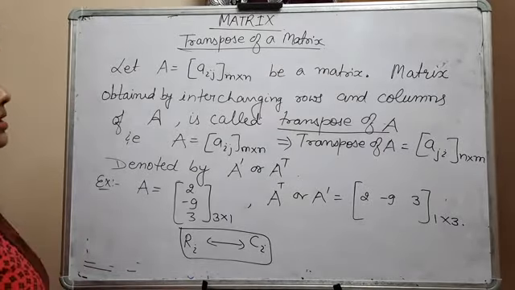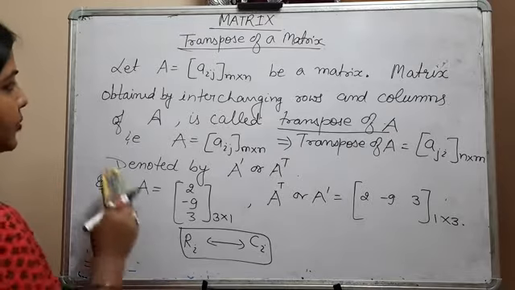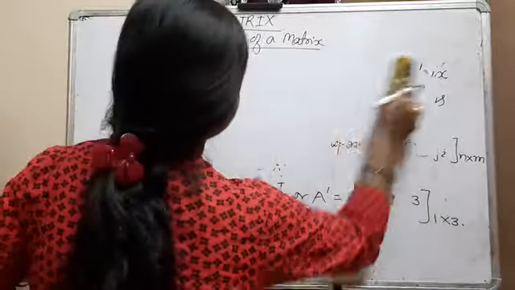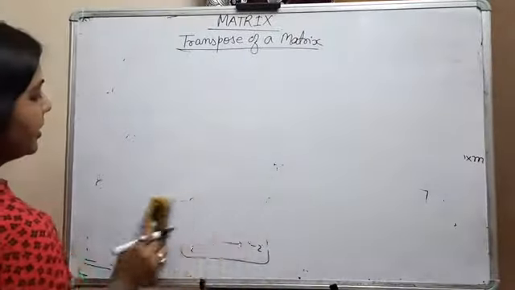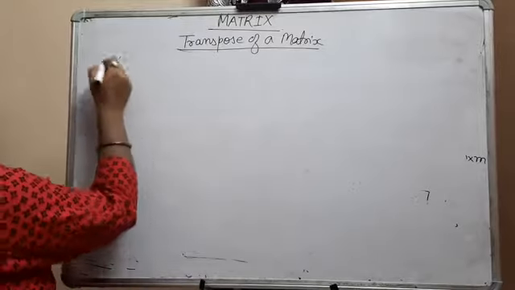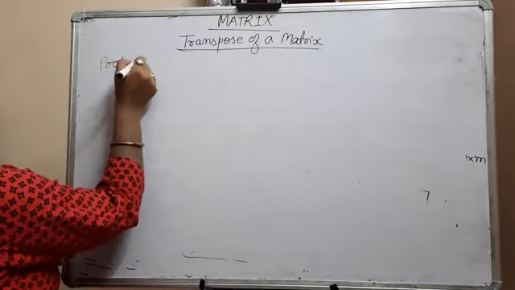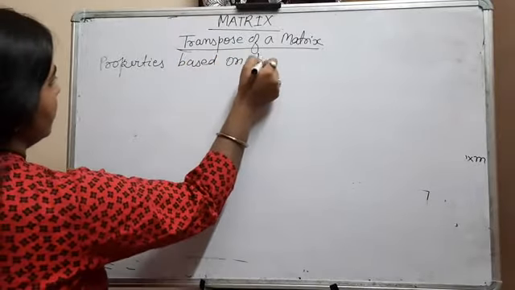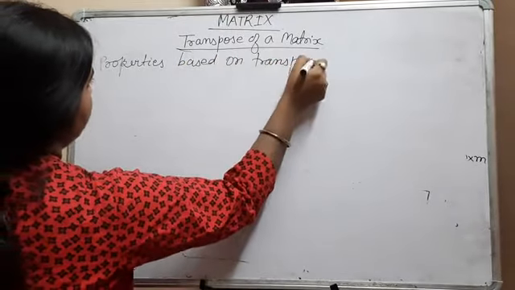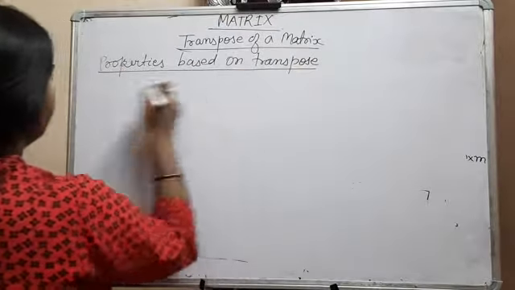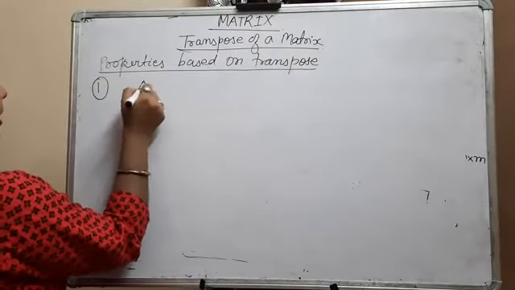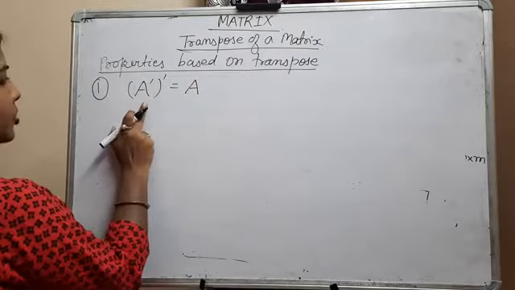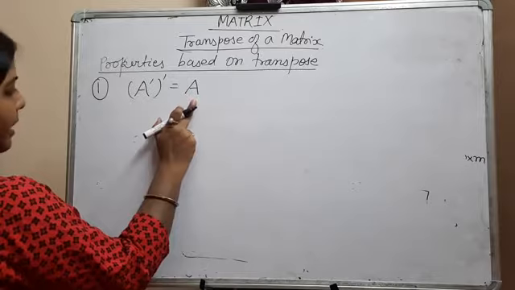Now we will discuss some properties based on transpose. There are 4 properties based on transpose. First property is A dash whole dash equals A. Transpose of the transpose of a matrix equals matrix A.